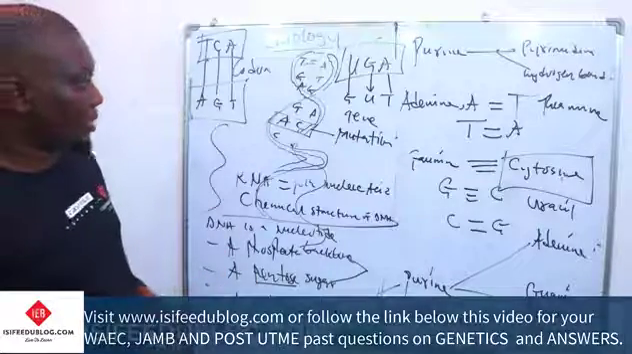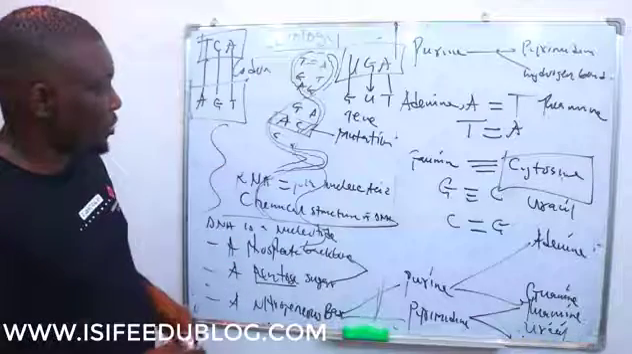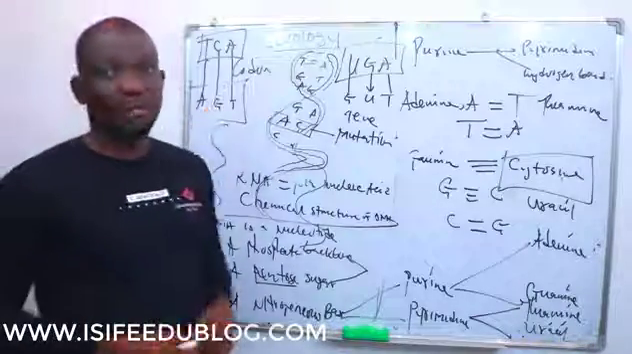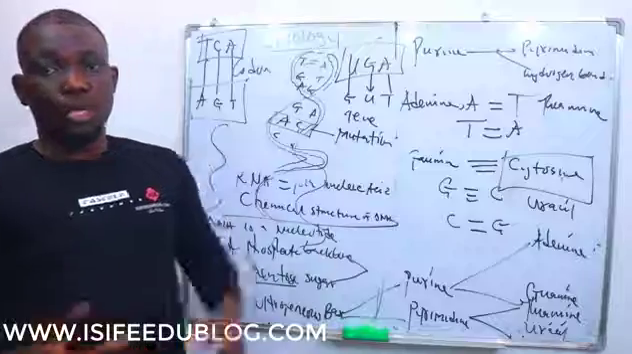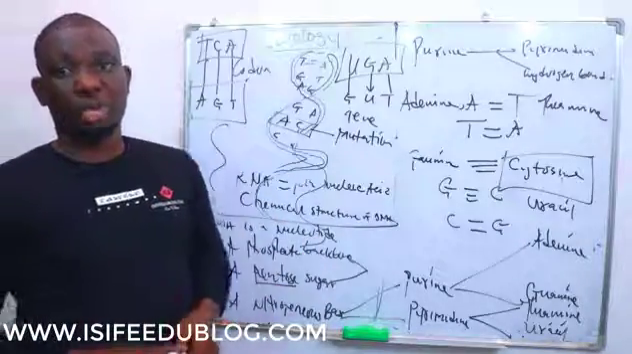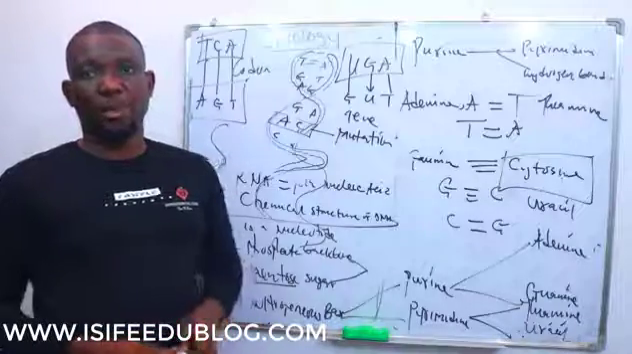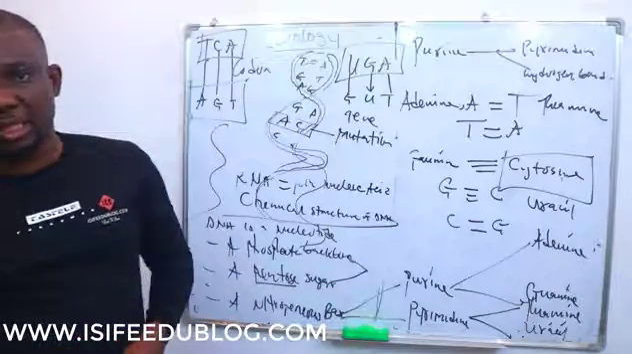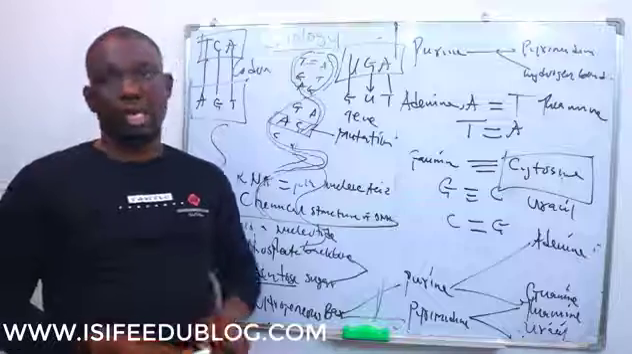Okay, at this point, I think this is where we come to an end in this genetics part 2. In part 3 of this topic, where we're going to round it off, we're going to be discussing applications of genetics, most especially in the area of medicine, in the area of agriculture, and in the area of biotechnology.